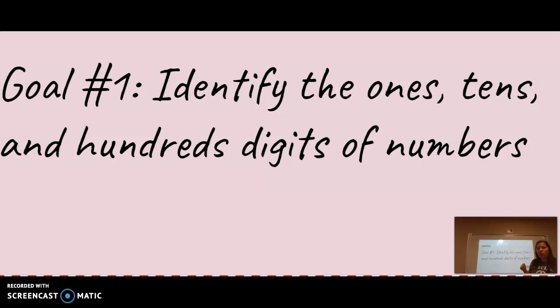So all of the slides, you have to have 3 numbers. Okay, so you'll have one in the hundreds, one in the tens, and one in the ones. All right, so an example of a 3-digit number would be 123. The number 1 is in the hundreds place, the number 2 is in the tens place, and the number 3 is in the ones place.